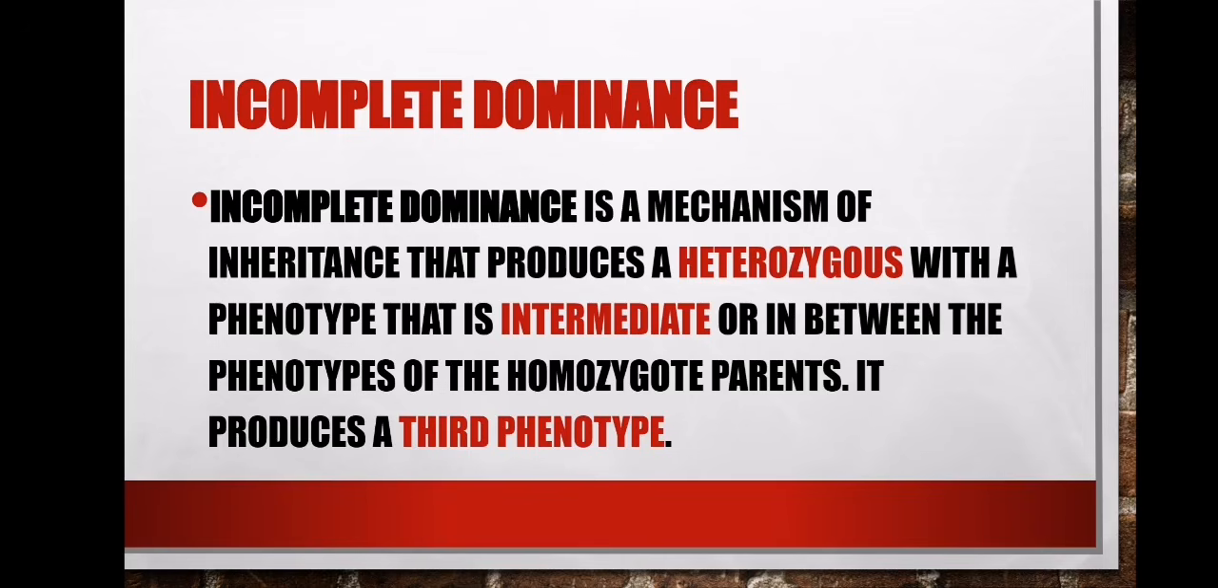What is happening here, people? We are crossing two parents. When we cross the two parents, we get an offspring that will be heterozygous. On top of that, the phenotype of the offspring is intermediate. What does that mean? Or else they say in between. It means the offspring is not similar to either of the two parents.